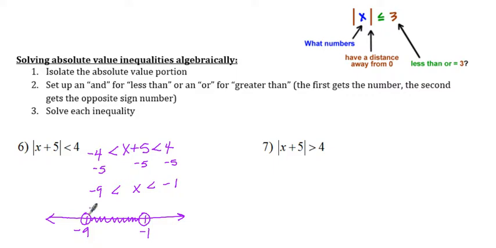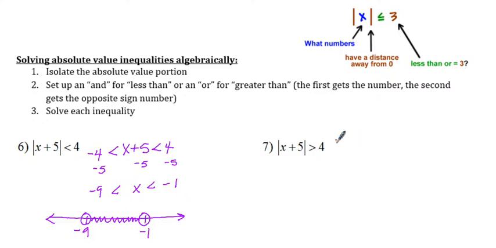Now number 7 is slightly different. First of all, we check to see if our absolute value portion is isolated. It is. It's all by itself here. Next, we check to see, do we have a less than or a greater than? This is the greater than symbol. Absolute value is greater than 4, and so we need to set up an or. Let me show you how that's done.